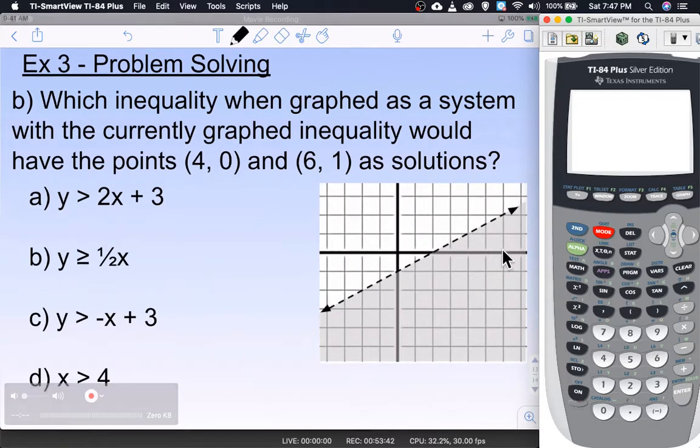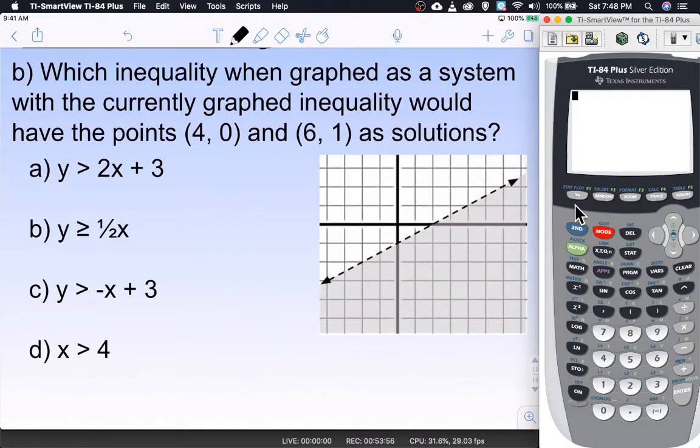I'm going to have you try this one. It says, which inequality, when graphed as a system with the currently graphed inequality, would have the points (4, 0) and (6, 1) as solutions? Okay, so go ahead and pause the video and try this one on your own. When you're ready to continue, hit play, and we'll go through it together.